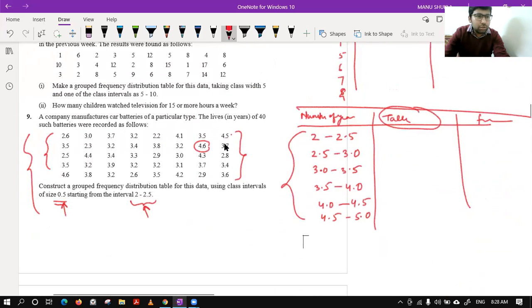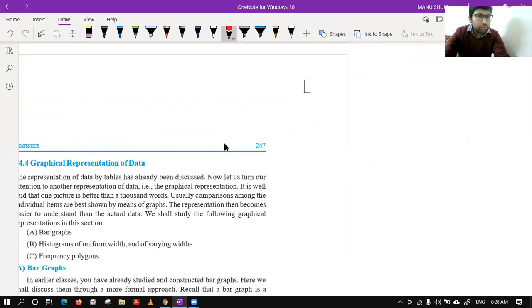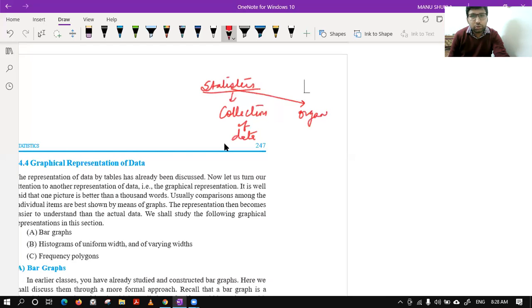These are very simple. Now, graphical representation of data. So we have done two things. We have done the collection of data. If you remember in the starting only I've told you statistics is all about collection of data. What was second thing class? After collection, we have to, yes, we have to organize, very good, or arrange as per the data.